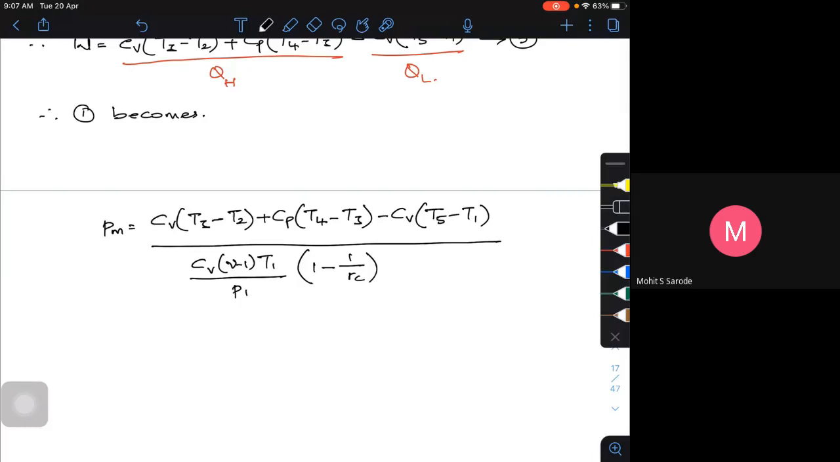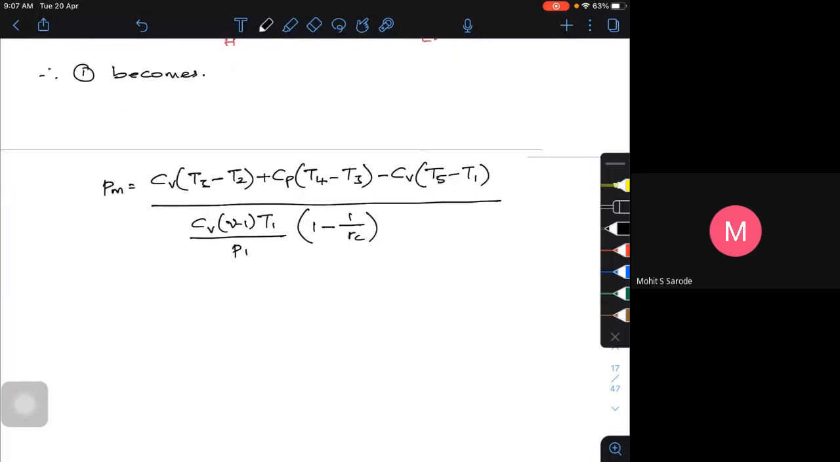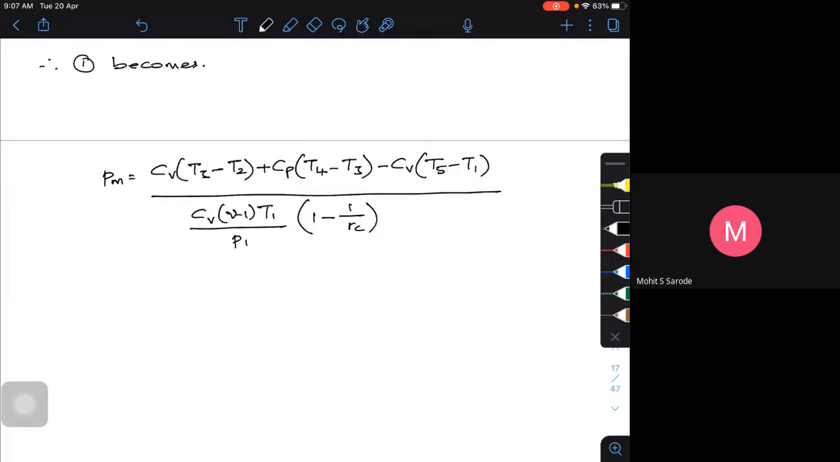CV, look at the CV there in the numerator and denominator, they just cancel out. So I am going to divide throughout by Cv. If I do that, this expression I can write as Pm is equal to, simply, T3 minus T2 plus Cp by Cv, so I can write it as gamma.